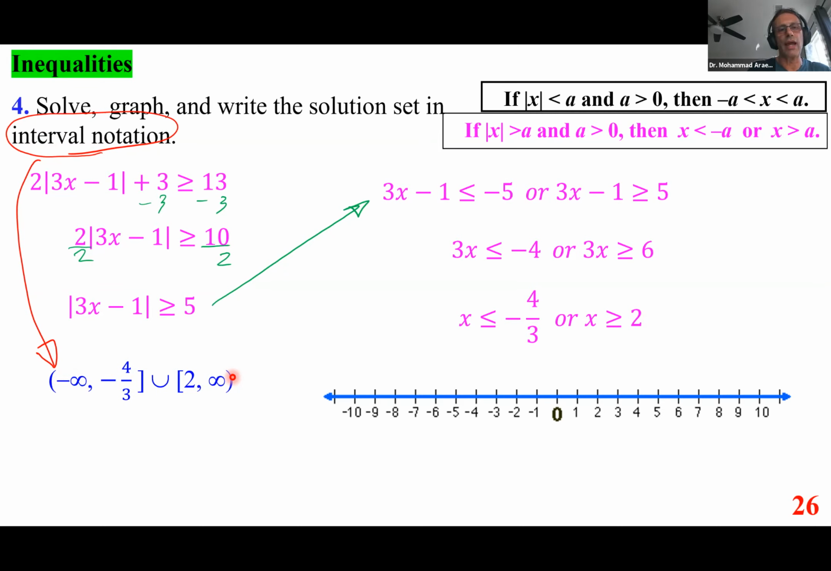Let's go with the graph. So we locate -4/3, and we go all the way to -infinity. We locate +2, and we go all the way to +infinity. And notice we have two ways. We can use brackets, or we can use a solid point, but don't mix them up. Just use any of them you like. Just one of them is good enough.